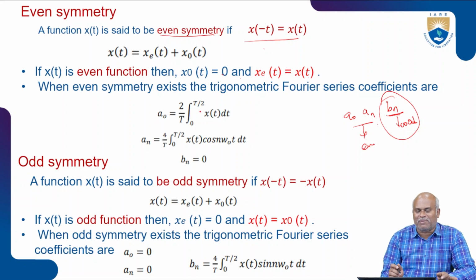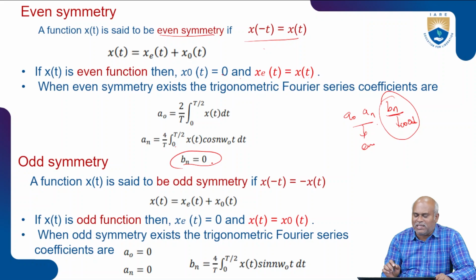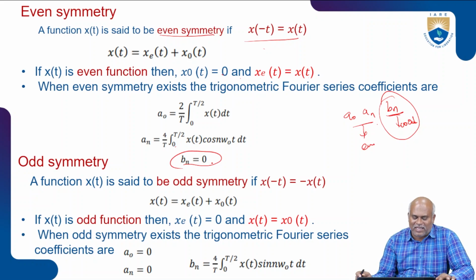Then a of 0 is represented as 1 by T integration of 0 to T by 2 x of t dt, I write. A of n is represented as 1 by 4 by T integration of 0 to T by 2 x of t cos n omega 0 t dt. But b of n is equal to 0 because that is a sine term.